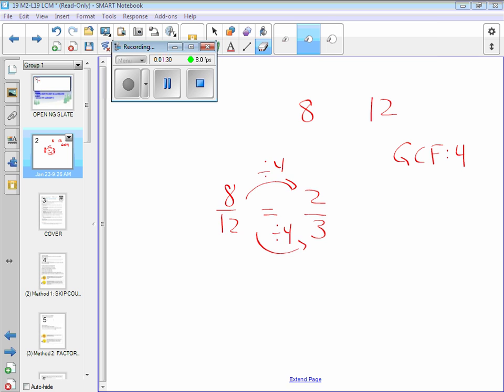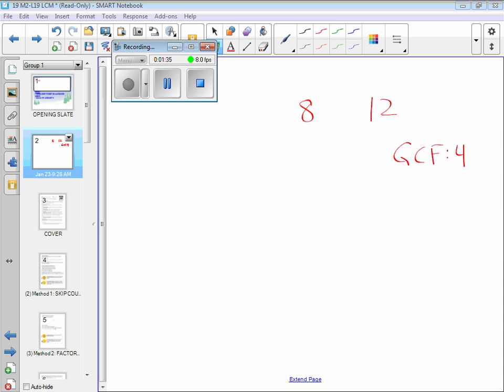Anyway, going back to GCF and LCM, again, 4 is the greatest number that can go into both, right? What if I ask you this? What's the smallest number that 8 and 12 can go into? Again, what's the smallest number that 8 can go into and 12 can go into? Evenly.